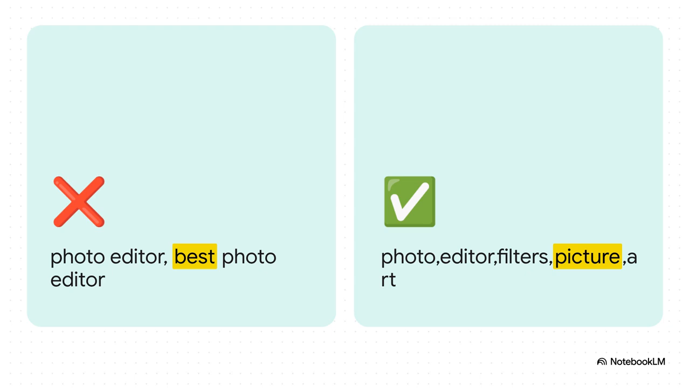So check this out. This is exactly where things go off the rails. On the left, you see what tons of people do. They write it like a sentence. Photo editor, space, comma, best photo editor. That is a massive waste of space. Now look at the right. That's how you do it. Think of it like a list of tags. Every keyword is separated by a comma. No spaces, no repeating words, just bam, bam, bam. Look how many more valuable keywords you can cram in there.